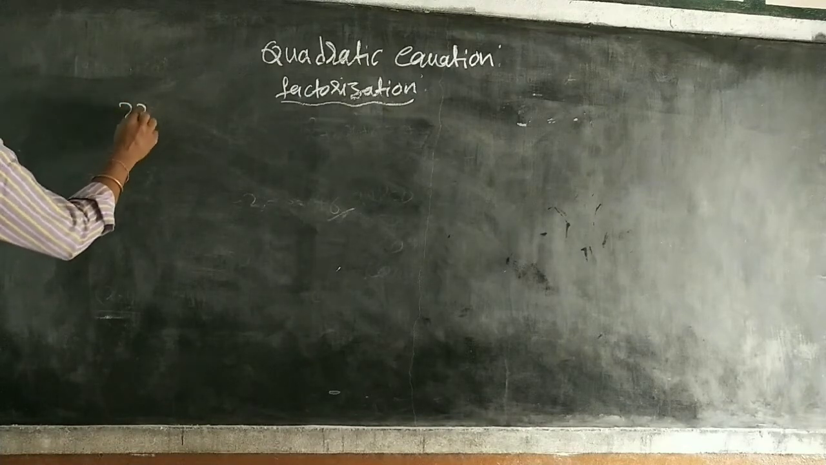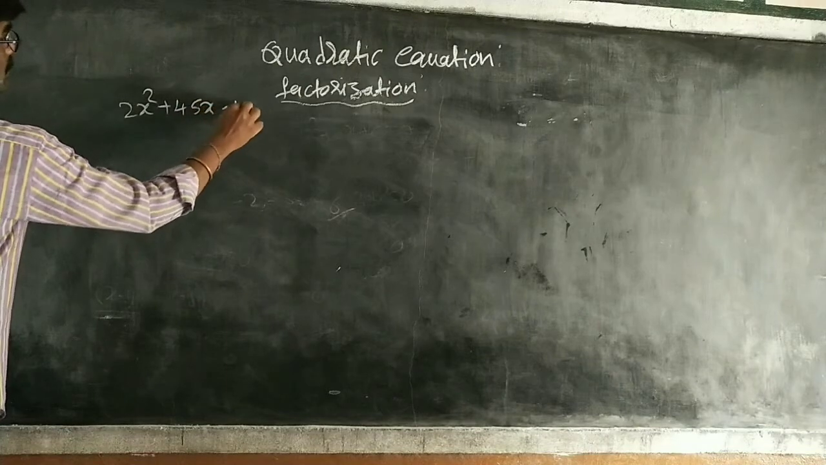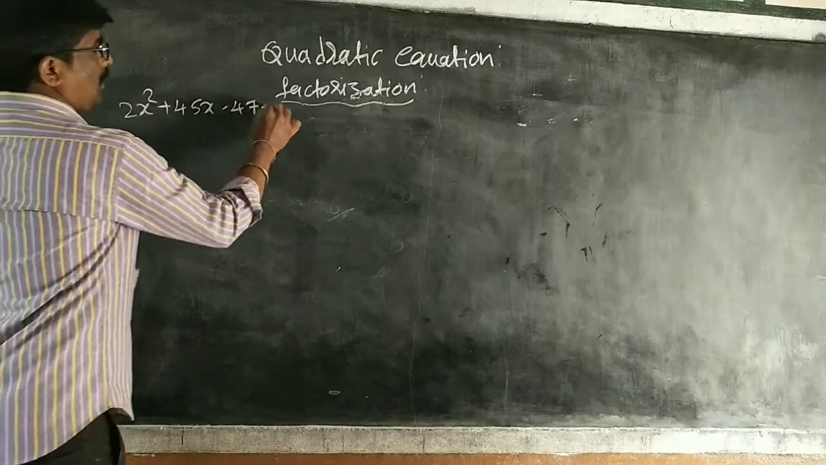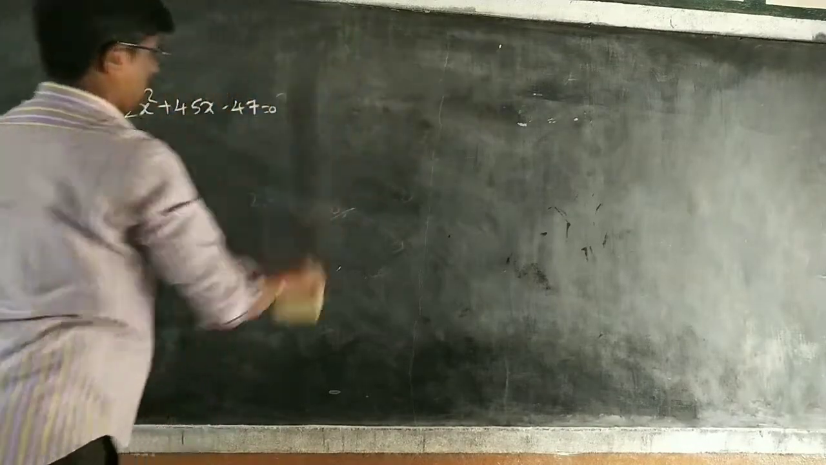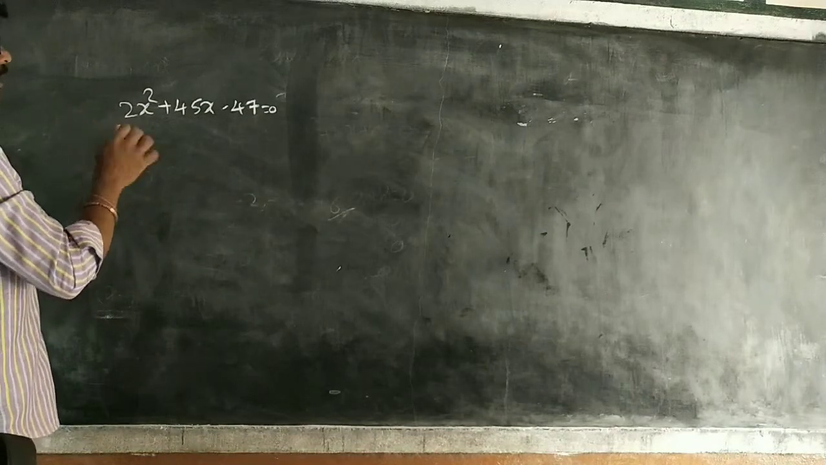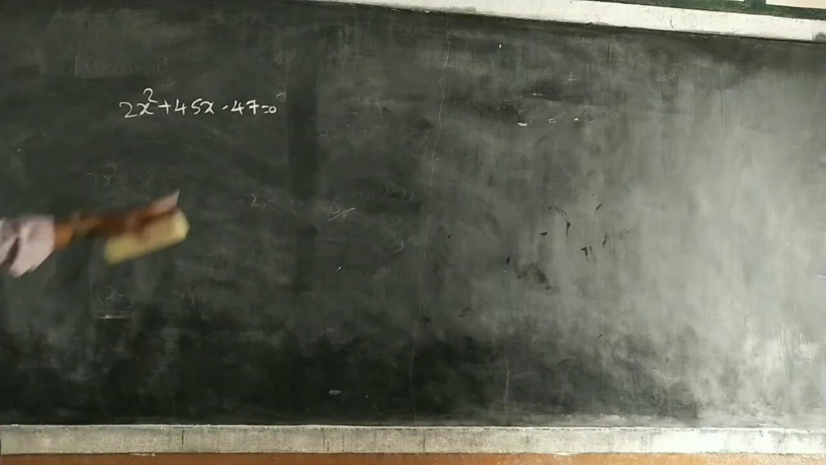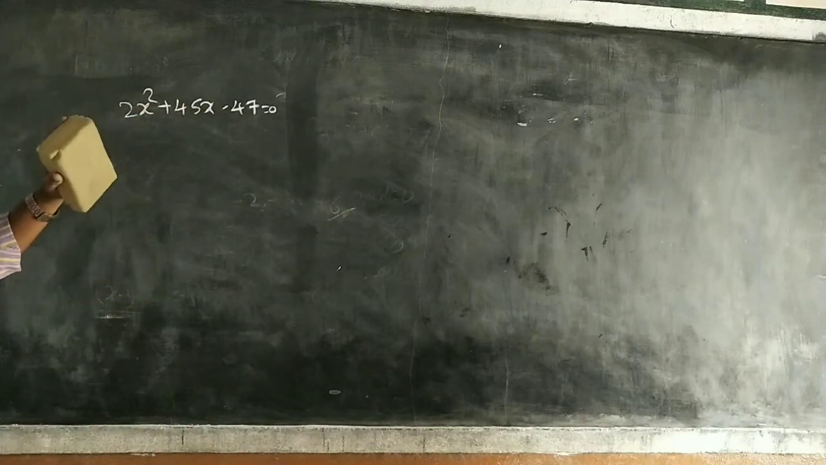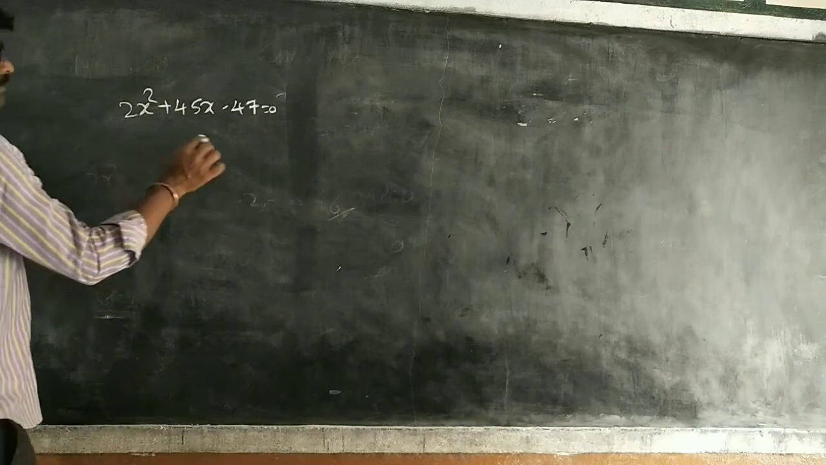So, 2x square minus 45x minus 47 is equal to 0. I am going to do factorization. How we are doing factorization? Simple problem. Okay? How we are doing? Observe. 47 times 2 is 94. Simple.